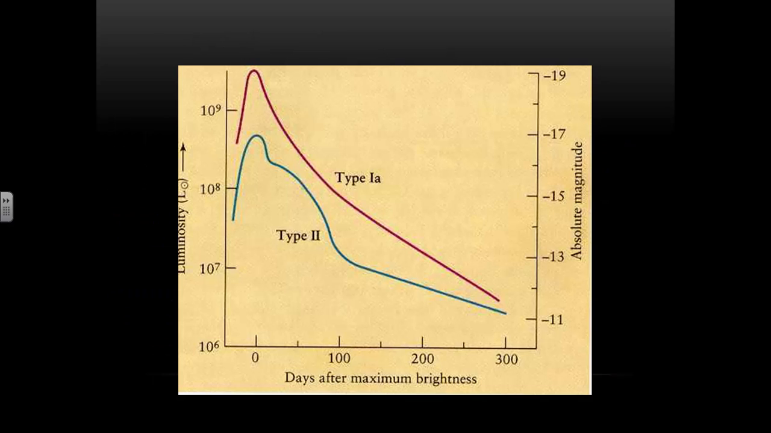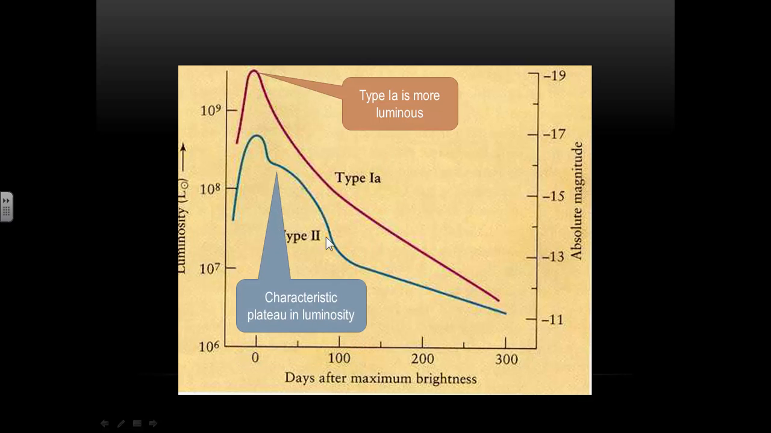When you observe these two kinds of supernova, the brightest one is the type 1a one, the one with the accretion disk. The second one is a little bit dimmer, which is the type 2 supernova. The type 1a is more luminous. The type 2 has this characteristic plateau after 20 days or so.